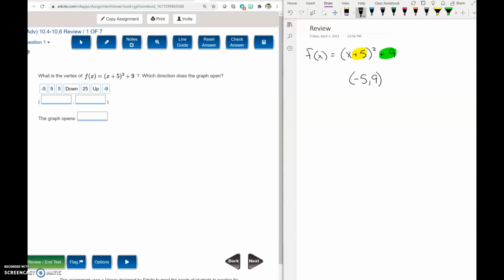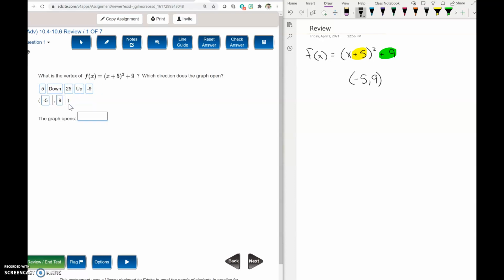And this is a drag and drop. So you must be in Chrome for this to work correctly. And dragging with your fingers on the screen is not going to work. You are going to need to use your mouse, your little scratch pad on your keyboard. So -5 is the x value of the vertex, and +9 is the y value of that vertex.